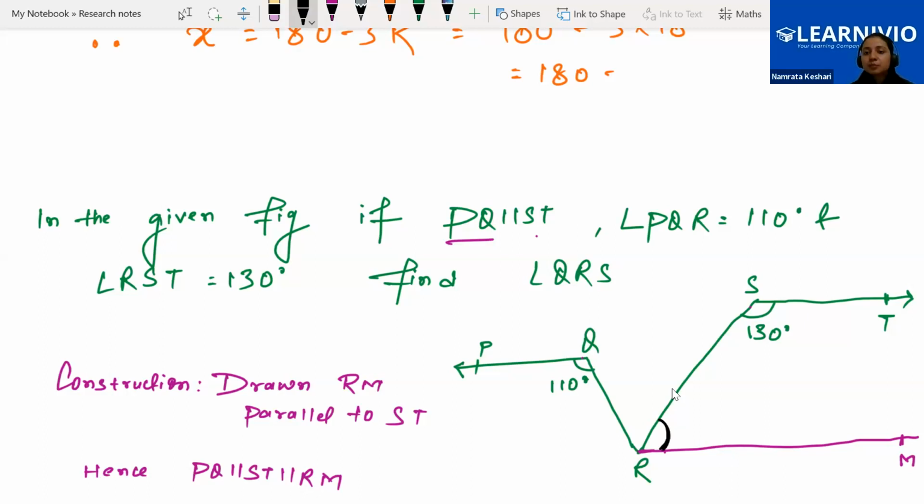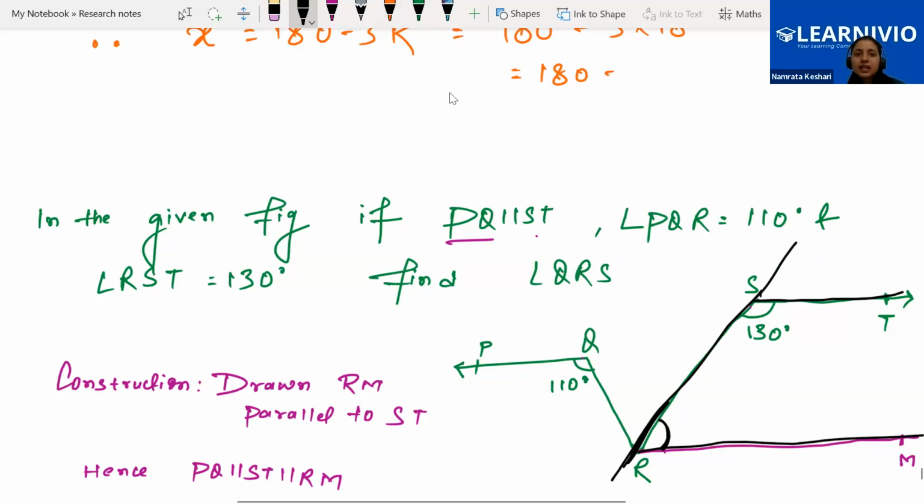If we will focus on parallel line ST and RM, and there is a transversal SR, can you tell me what will be this angle R over here? Ma'am, 130 plus R is equals to 180. Exactly. Again, interior angle on the same side sum is 180 degree. Co-interior angle sum is 180 degree.